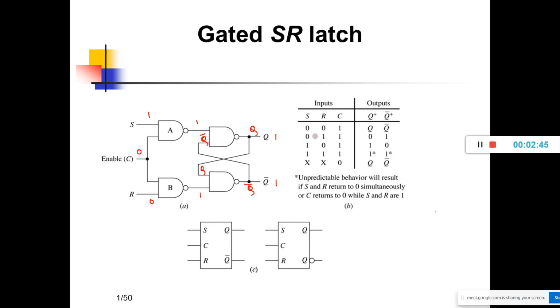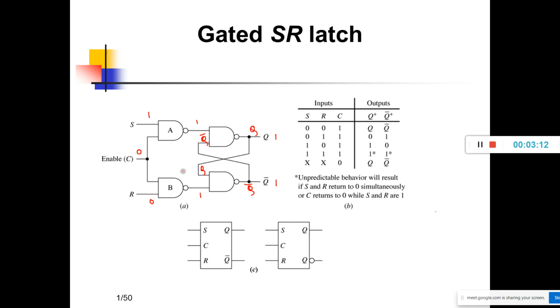Next, apply S is 0, R is 1, control signal is 1. Apply the input 0 to S and 1 to R. You will get the output 0 and 1 at Q plus and Q plus bar. Next, you apply S R 0 0, control signal is 1. That time it will retain the current state. So this is about the gated SR latch.